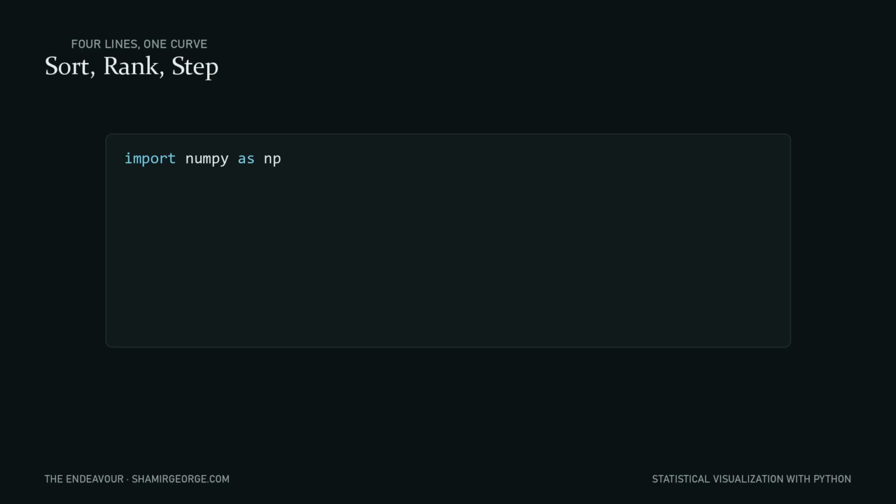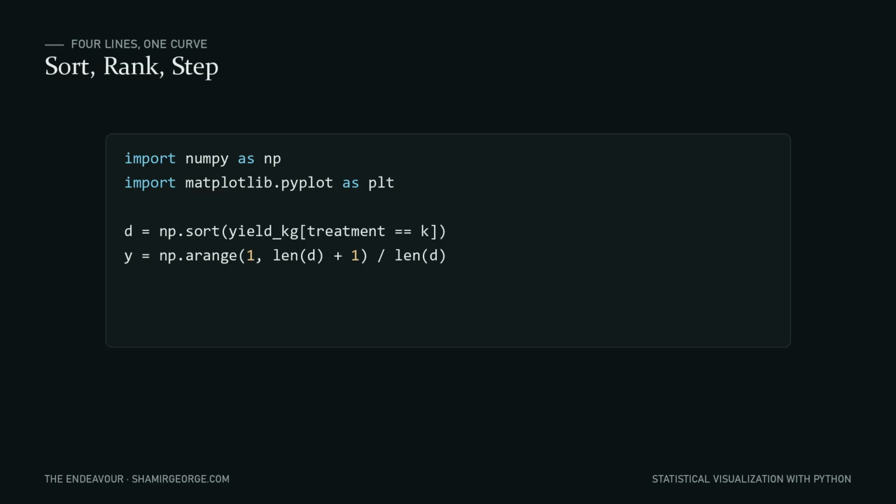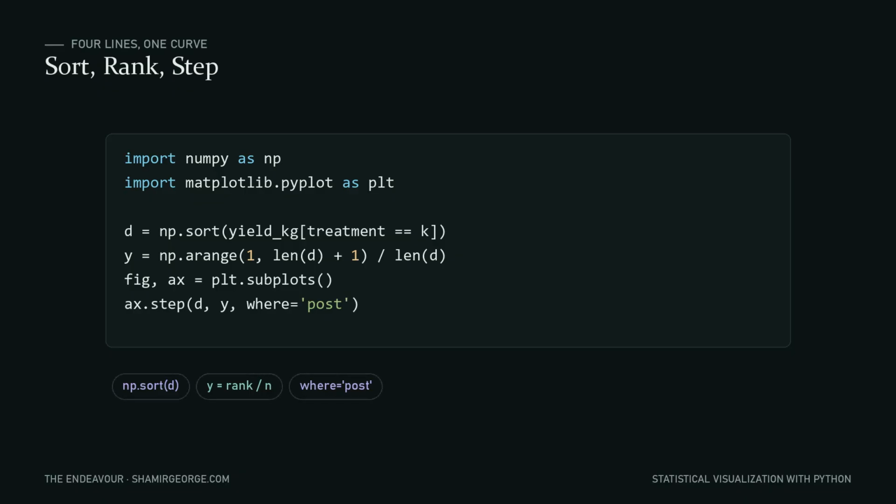4 lines build the whole chart. Sort the yields with numpy so the smallest tree comes first. Build the rank 1 through n divided by n so the curve always tops out at exactly 1. Step through the sorted values with where equals post. That's Matplotlib's convention for a right continuous ECDF. No bins argument, no smoothing kernel, just the data in order.